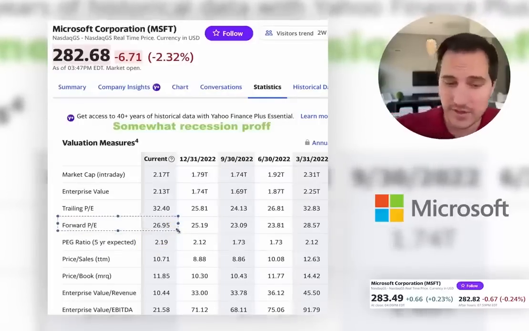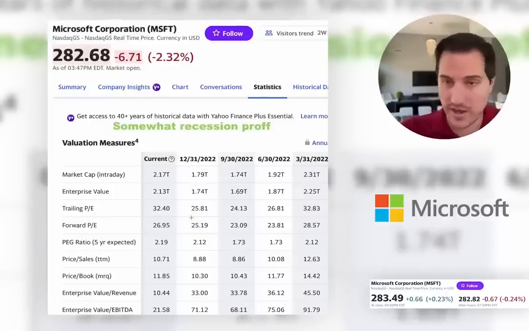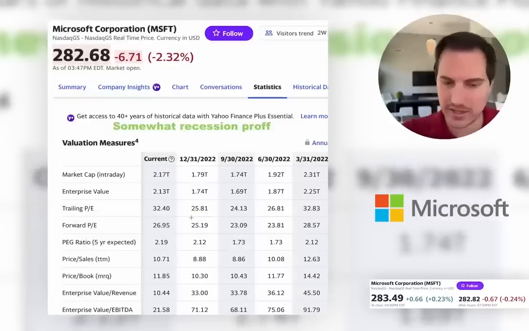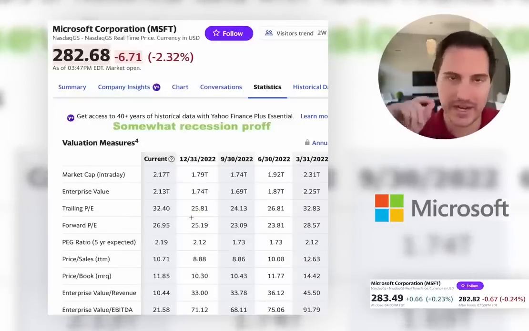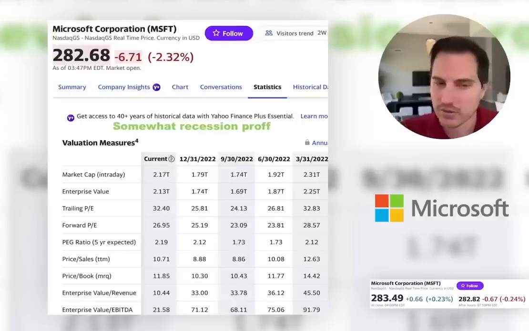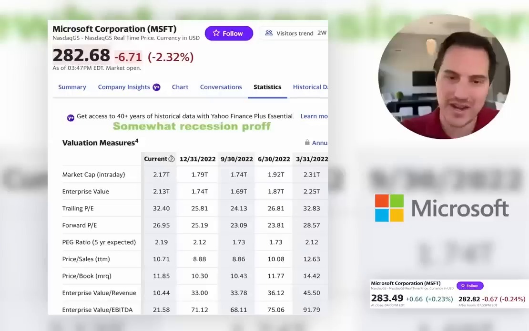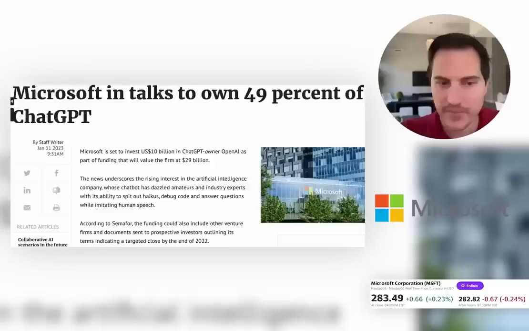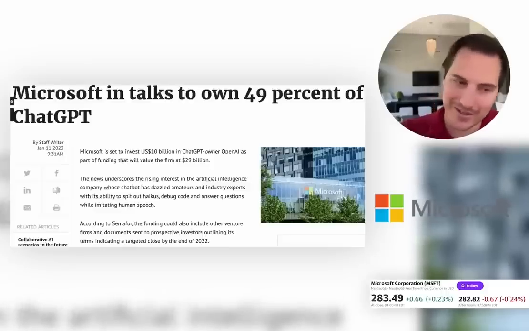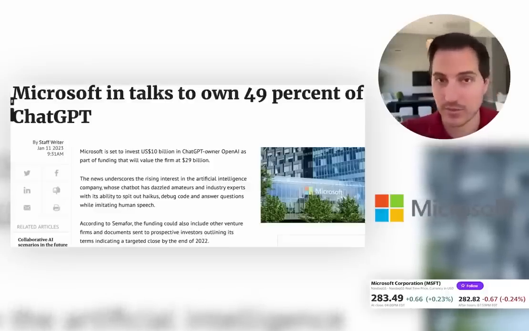Forward P/E at 27 on the stock, right? Market trades at 20-ish, somewhere around there, maybe slightly under. So you're paying a bit of a premium for this company, but you're buying a business model that is somewhat recession-proof. I mean, you think about Microsoft and whether the economy is great or bad, they're going to continue to put up their numbers, right? And you even think about their cloud product. It's a needs-based product. It's not like you can just get rid of that.